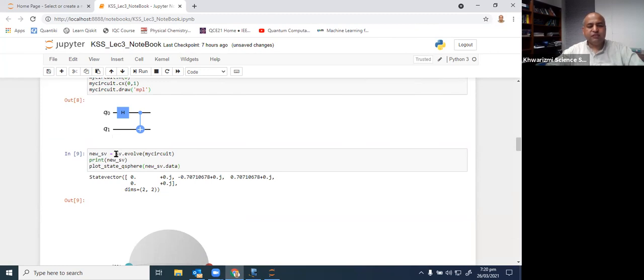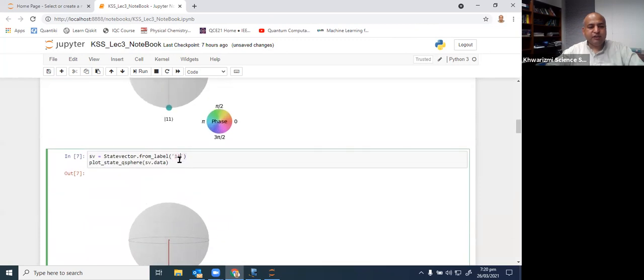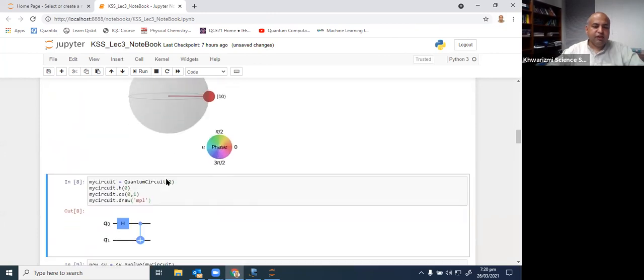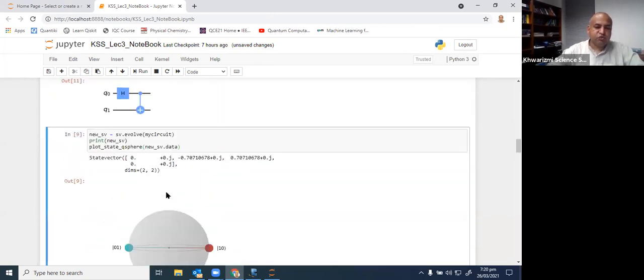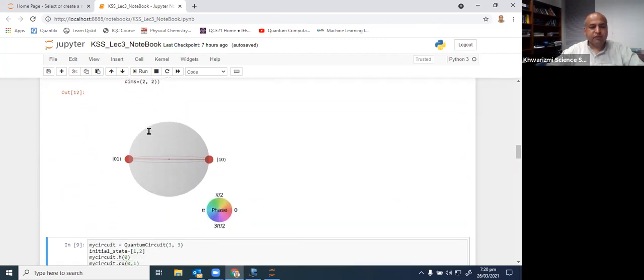So if I make it, let's say, the 0-1 state or 1-0, now my state will be evolved through this circuit for input 1-0. So now my output is different because my input is now 1-0. So you actually define the circuit and the input, and then you get the output. Exactly. Okay. Thank you, sir.